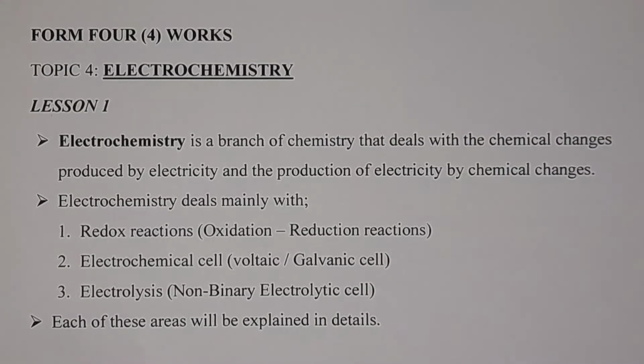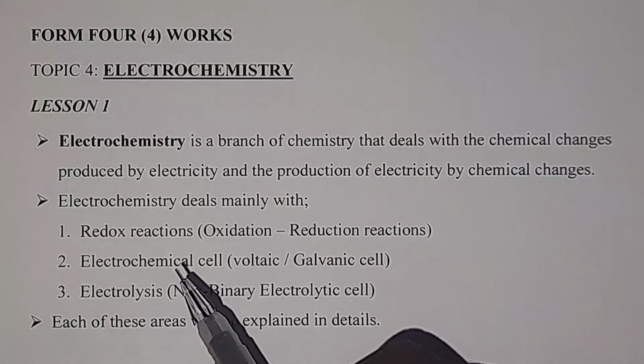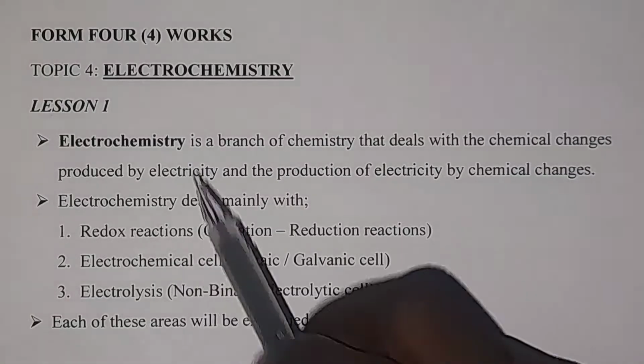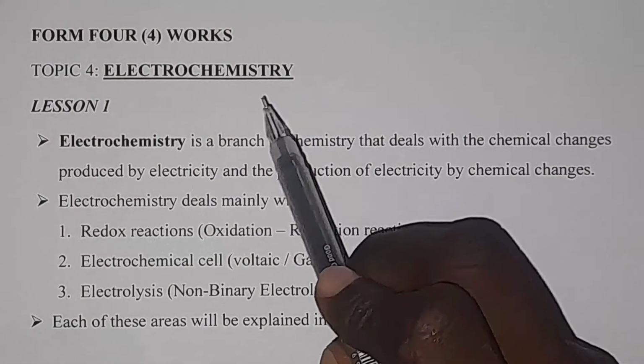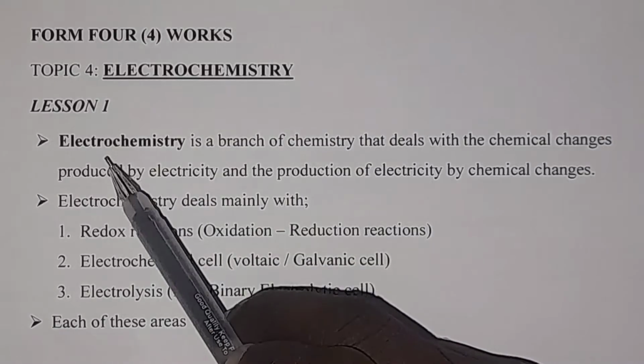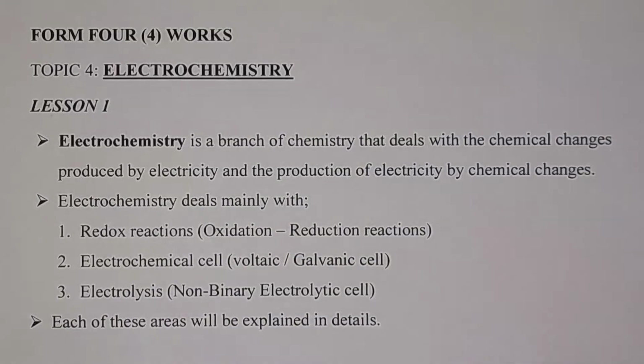In our previous classes, we were dealing with topic 3 of Form 4, which was chemistry of rates of reaction and reversible reactions. So today, we are going to proceed to topic 4 of Form 4 work. The name of the topic is electrochemistry. We are going to start our first lesson by defining what electrochemistry is.